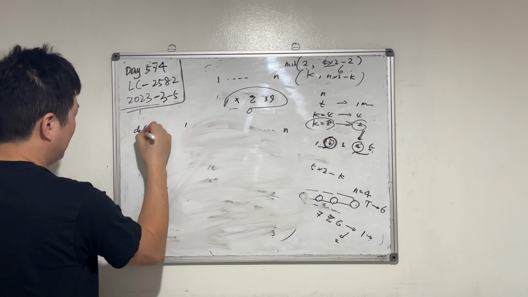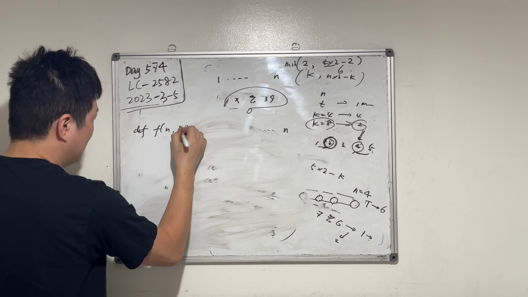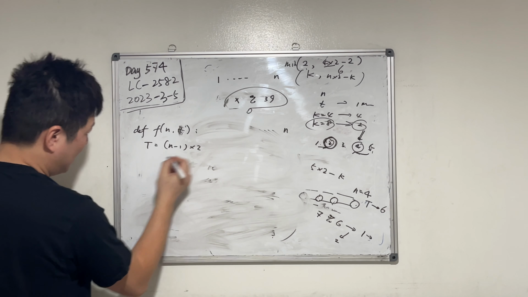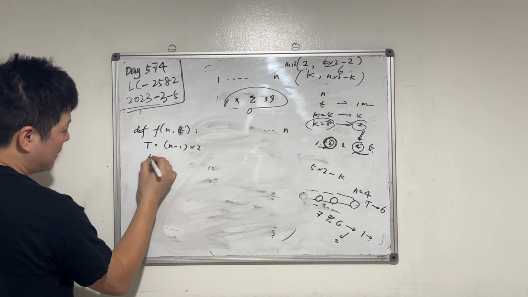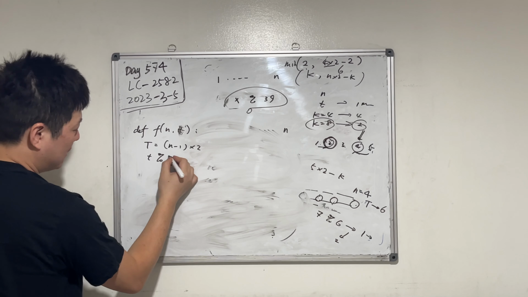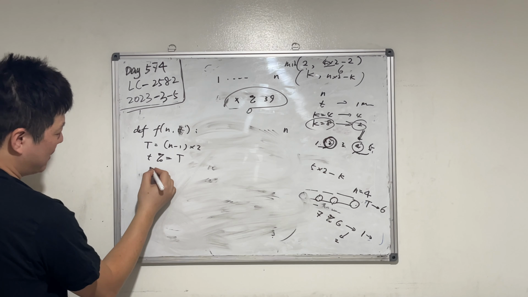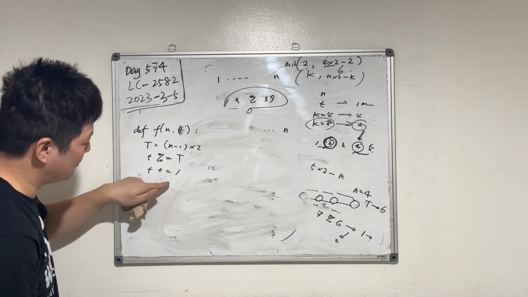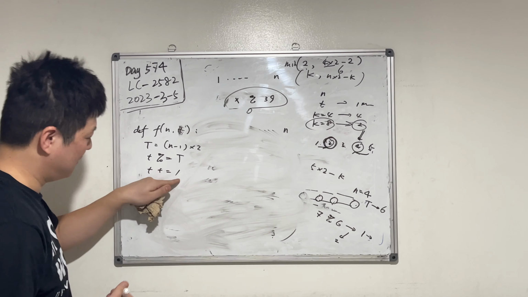Yes. Define f and t. So total round t equals (n minus 1) times 2, and t modulus equals t. And then we need to t plus equal 1, right? Modulus gives the value starting from 0. We need to plus 1 to make it the person, right?